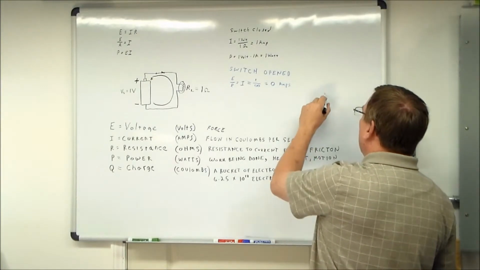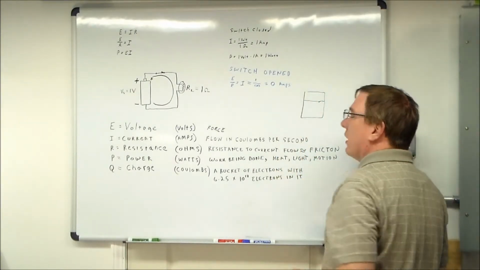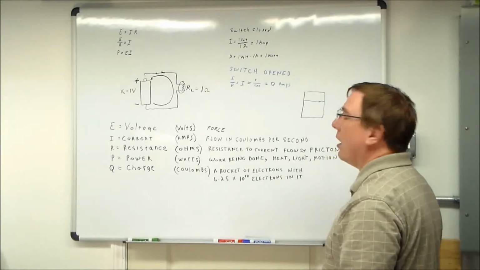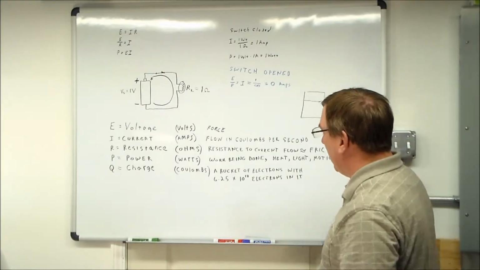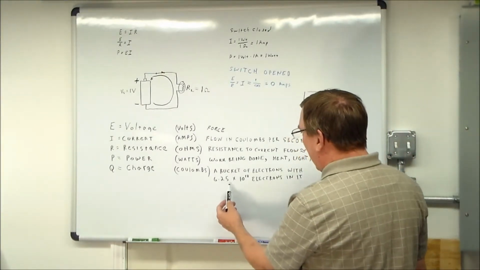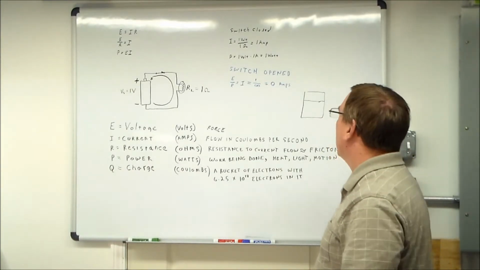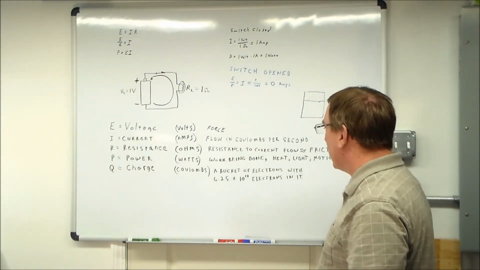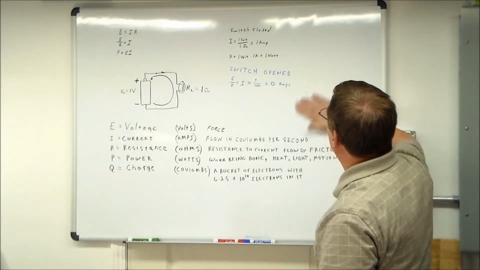And a coulomb is basically a bucket of electrons. I know you can't put electrons in a bucket, but that's what it is. And that is 6.25 times 10 to the 18th electrons. That's a lot of electrons. So that's 625 with 16 zeros behind it. That is a very big number.